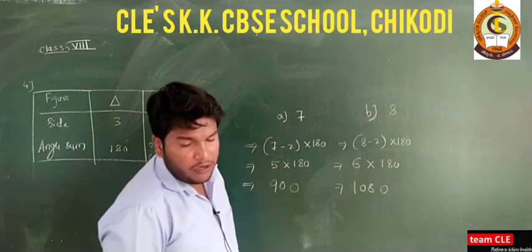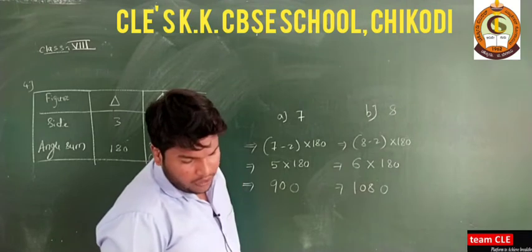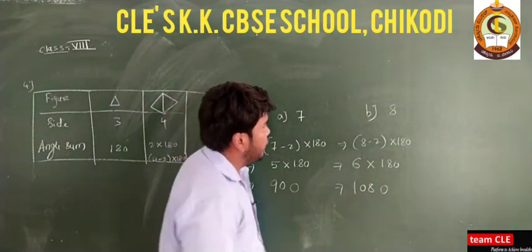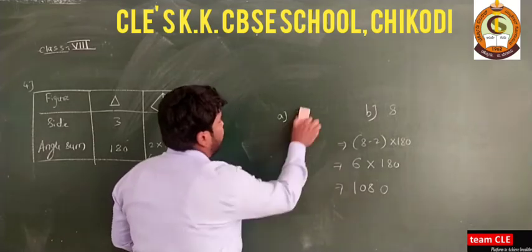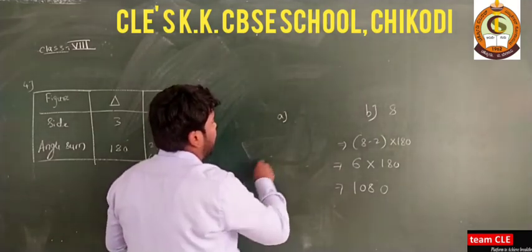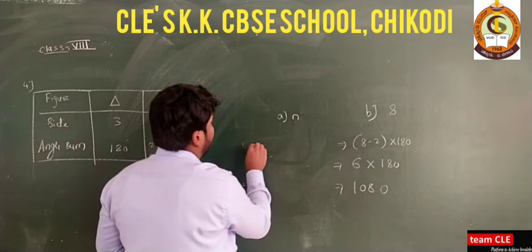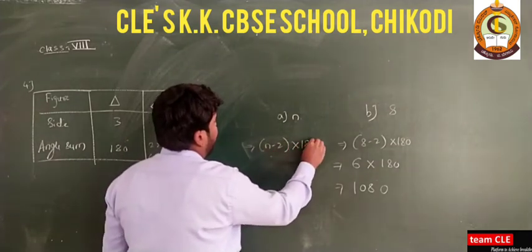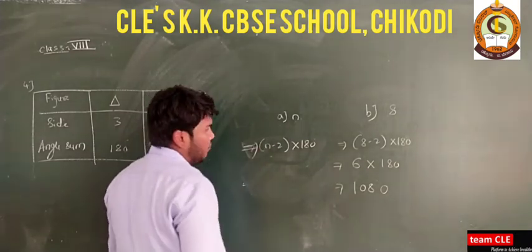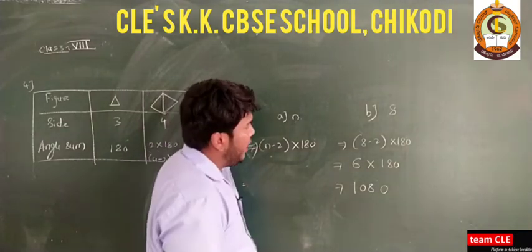Similarly, you can calculate for 10 sides and for n sides. If it is n sides, instead of a number you just put n. You already know it is n minus 2 into 180. So this is the required answer.